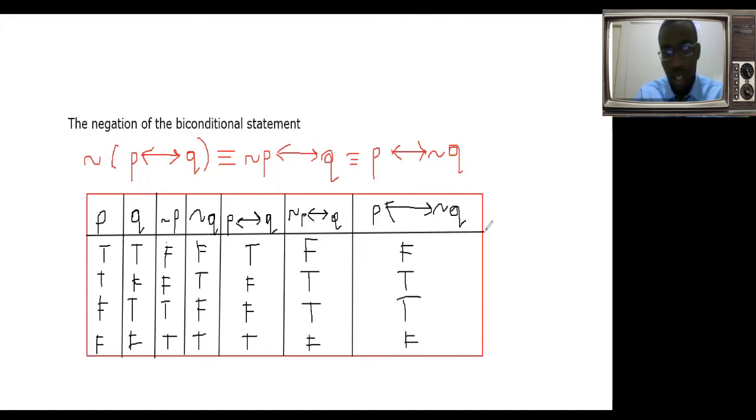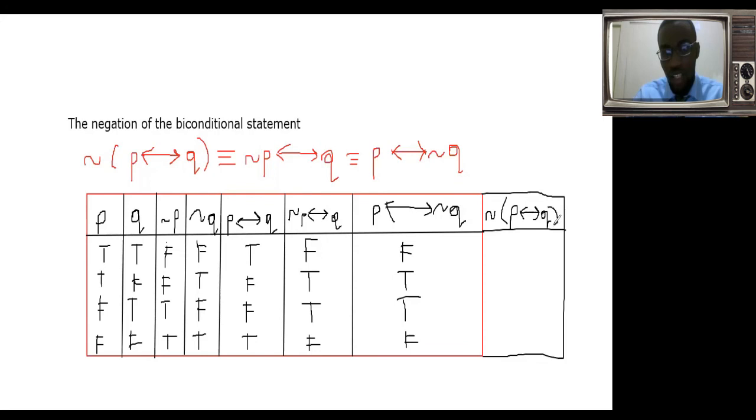Now look at this. If I were to draw a table for the results of the negation of the biconditional statement, I would be negating this column. So we're going to negate the biconditional statement of P and Q.